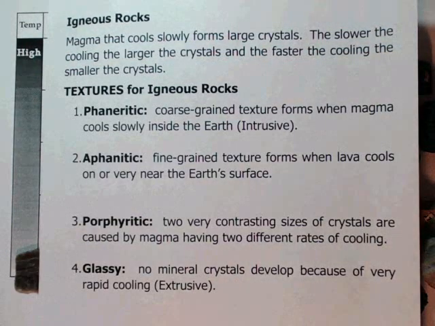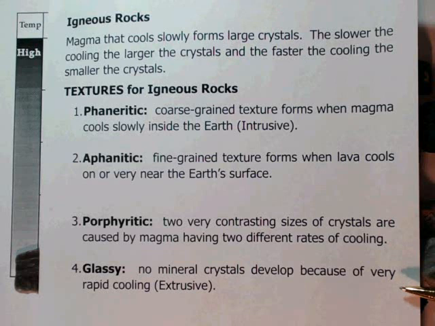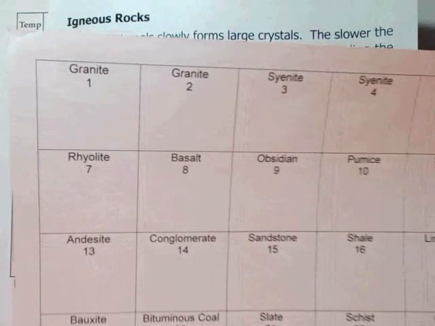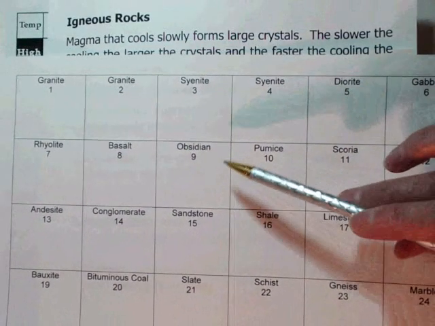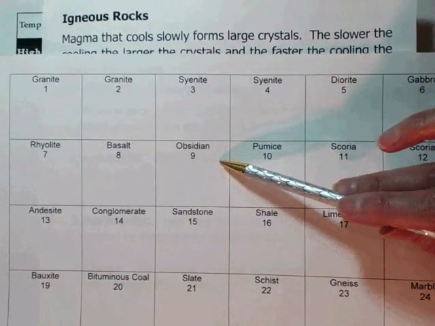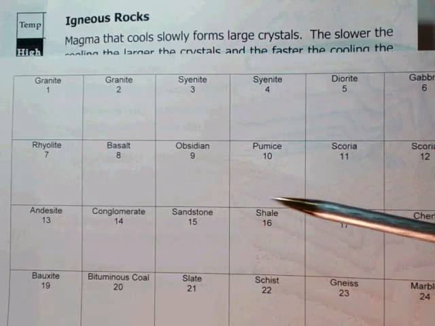Okay, next one there, we mentioned this one before, glassy. So glassy texture, there's no mineral crystals developed whatsoever. It cooled at such an extremely rapid cooling rate, definitely extrusive there, that the mineral crystals didn't even get a chance to start forming. Okay, so it's very smooth texture to it. It's called glassy. And the only one we have in our tray with a glassy texture is the obsidian, your number 9 obsidian. Okay.